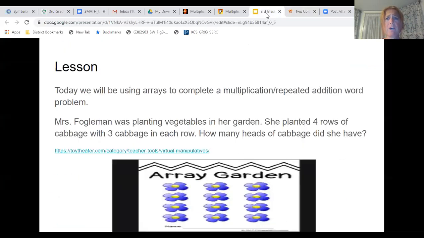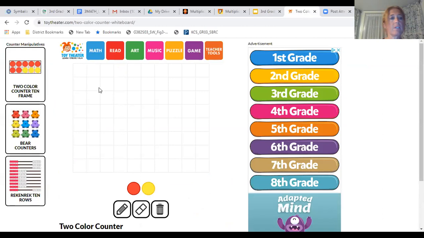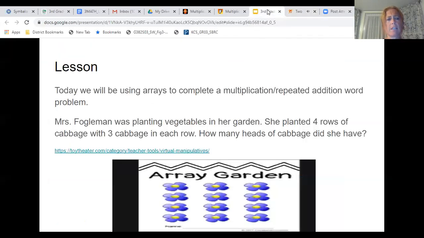Now, if we go back to the problem, it says, Miss Fogelman planted 4 rows of cabbage, okay, with 3 cabbage in each row. So remember, your rows are like this. Your columns go up and down. So in each row, there are 3 cabbage. So we're going to start our row here. 1, 2, 3. Then we have another one. 1, 2, 3. Now, how many rows did they say there were?